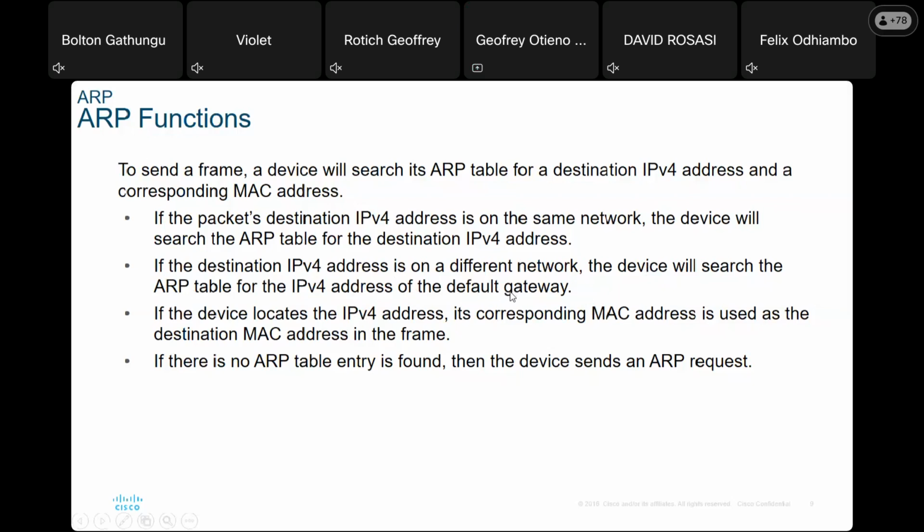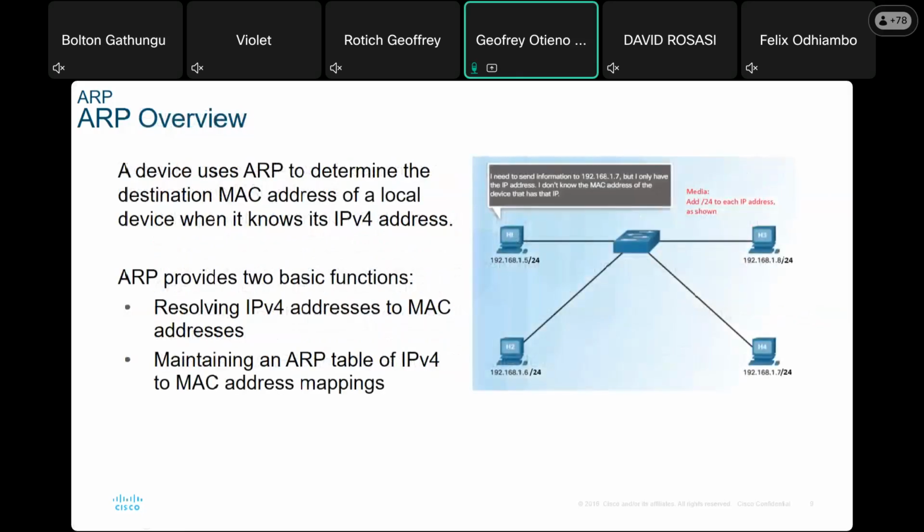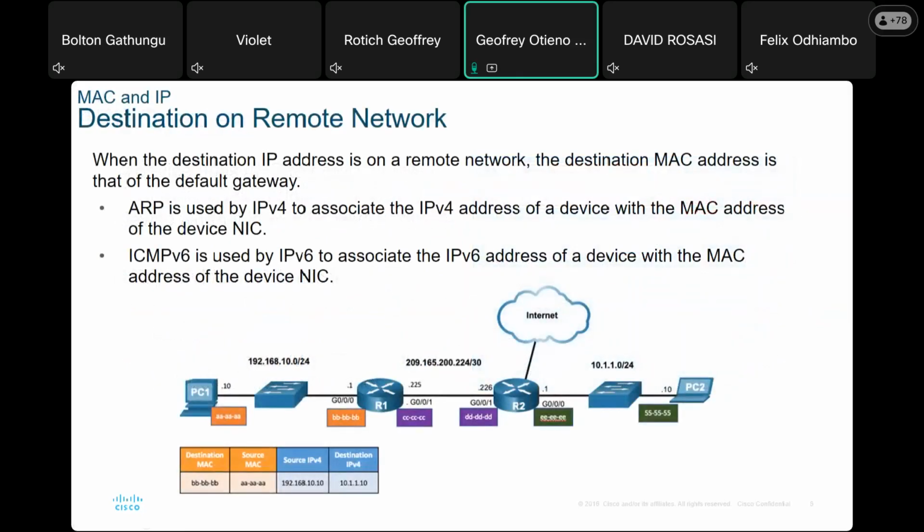Because that default gateway is what will relay your request. If it is located, then its corresponding MAC address is the one that will be used as the destination MAC address. And that's what they're trying to demonstrate here.